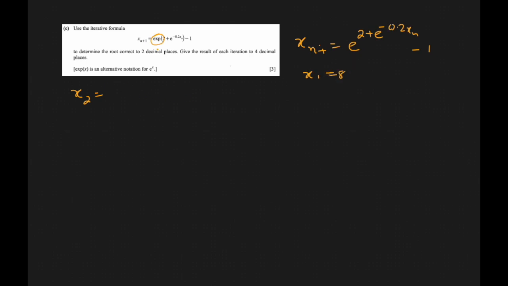And we will substitute 8 in place of x in each iteration. So let me write here e to the power 2 plus e to the power minus 0.2 times 8, minus 1. Okay, and after this I'm fast-forwarding this video. You will see all the iterations at the end, when it stops.